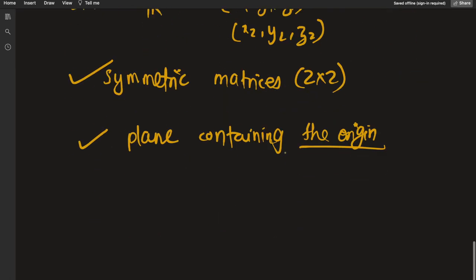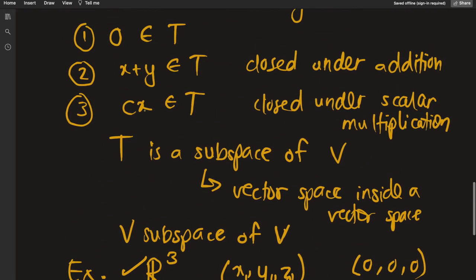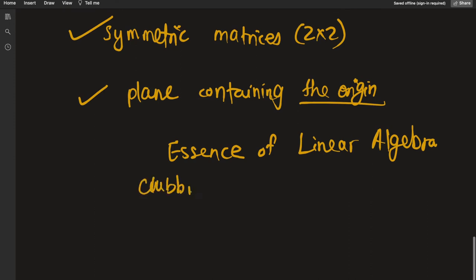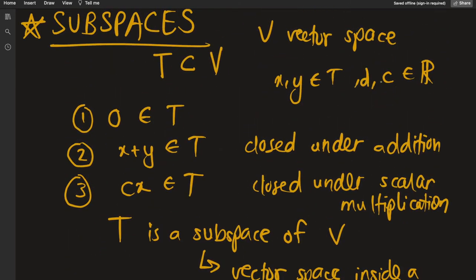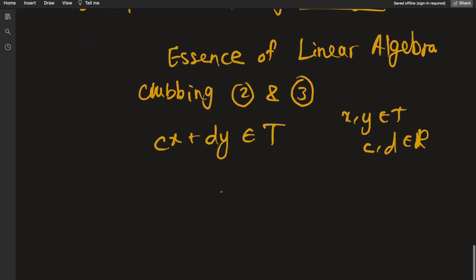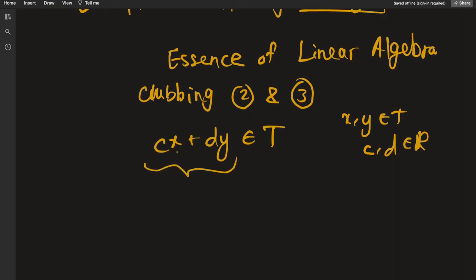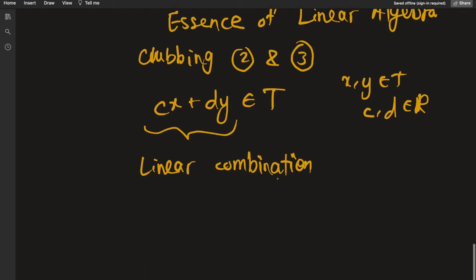Now, the essence of linear algebra, the way I like to put it, lies in actually clubbing conditions 2 and 3. Why? It's because, say, if we choose another scalar d instead of just c, you can combine 2 and 3 to get this: cx plus dy should belong to T, where x and y belong to T and c and d belong to R. And this, what we did here, scalar times an element plus another scalar times another element, is what we call a linear combination.